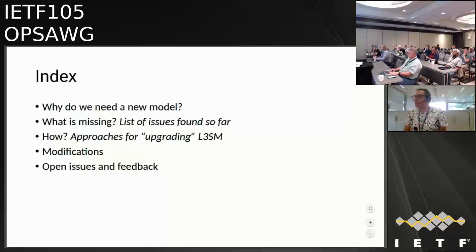So we're going to see why we need a new network model, what we have found missing so far in the L3SM, and which approaches we can follow to do this work. Some modifications, I'm not going to go into the modifications in detail. You have the draft, the document and the YANG model to go through them if needed, and I'll just focus on the open issues and get more feedback from the community. Next slide, please.